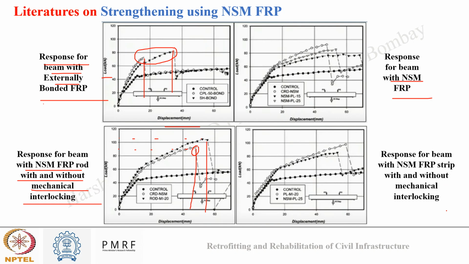And this fourth diagram is the response of the beam with FRP strip without and with mechanical interlocking. So again, you can see the same behavior as with the rod one. So with the mechanical interlocking, both load and deflection were increasing. It was able to take more load, and it was deflecting more also before failure.